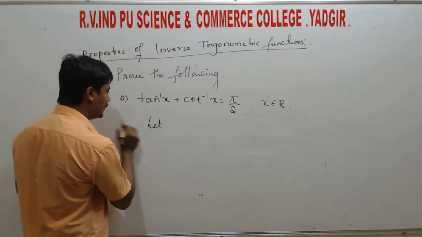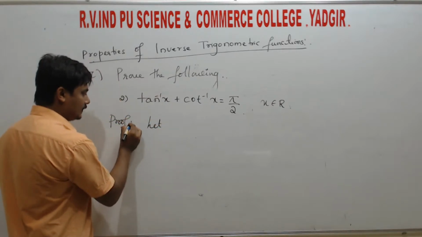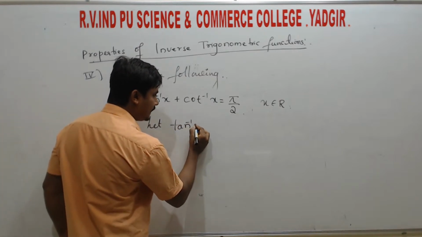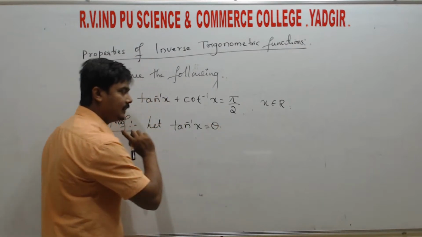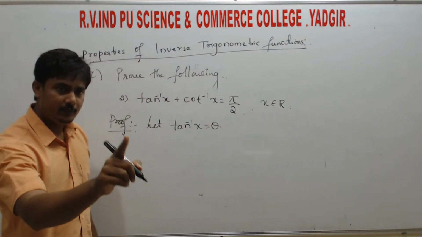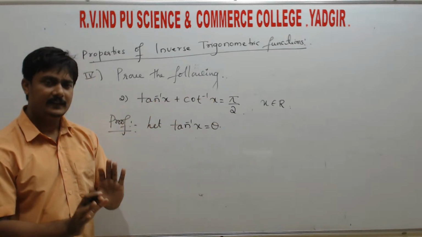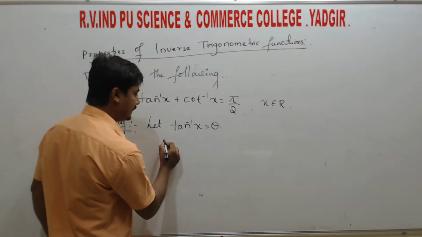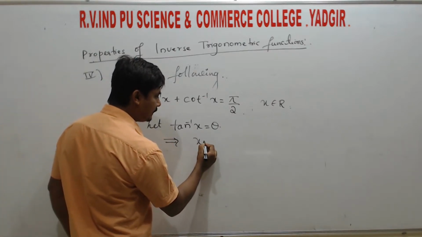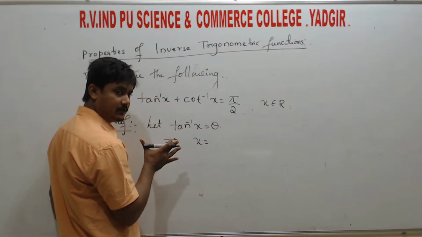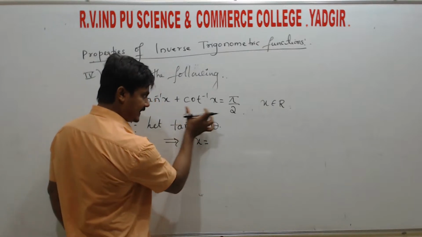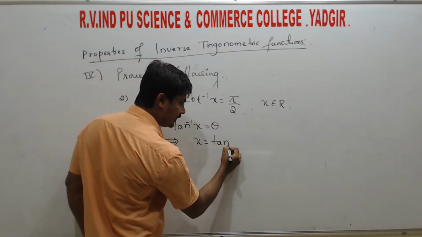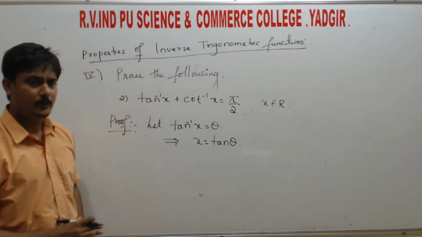The same procedure will be followed here. Let tan inverse x be equal to theta. Dear students, even if you want, you can take cot inverse x as theta, it is up to you. So here I have taken tan inverse x equal to theta. According to the definition, x will be equal to what? Now you are in a position to understand it, right? If I take this tan inverse to the right side, according to the definition, x will be equal to tan theta.